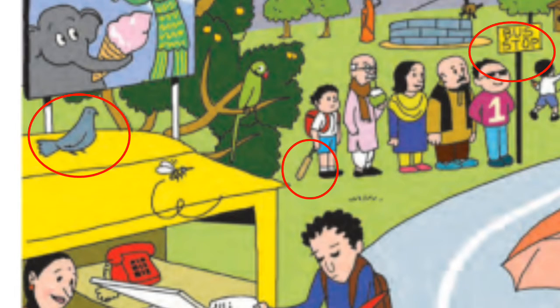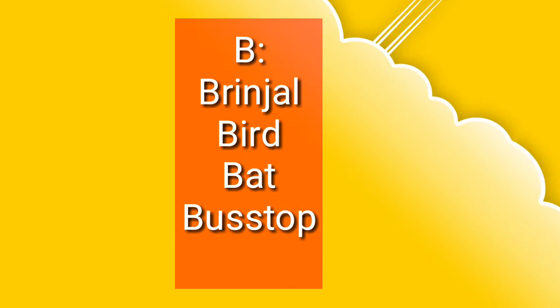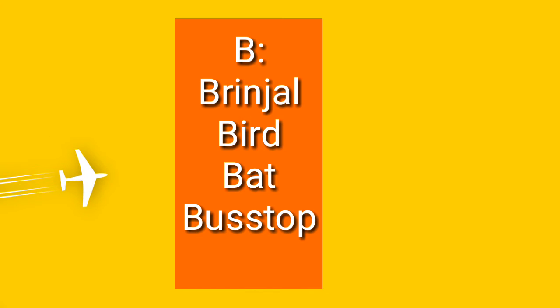The boy you can see has a bat. Bat. And there is one board there of a bus stop. So bus stop also starts with B. So bird, bat and bus stop. So B for brinjal, B for bird, B for bat and B for bus stop.